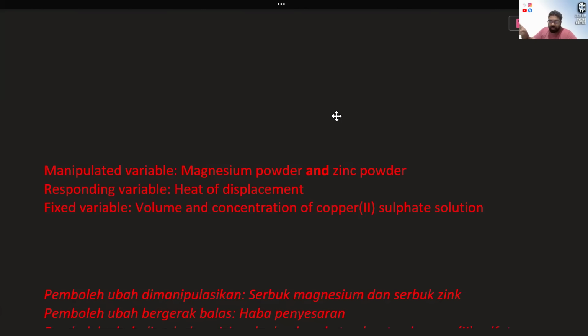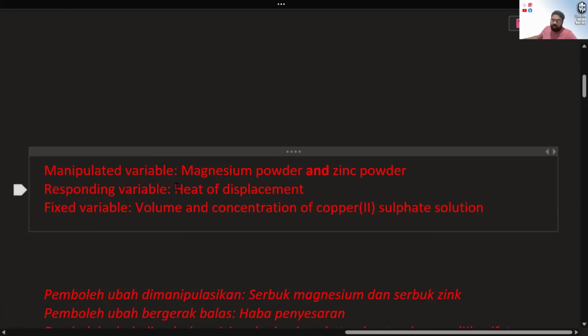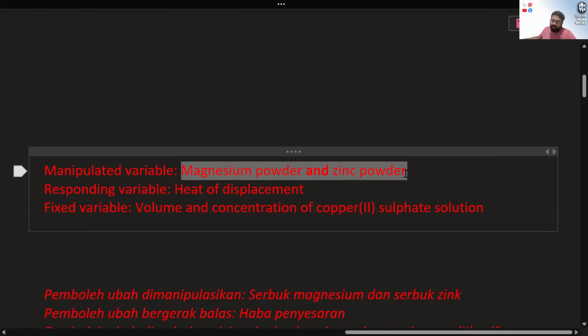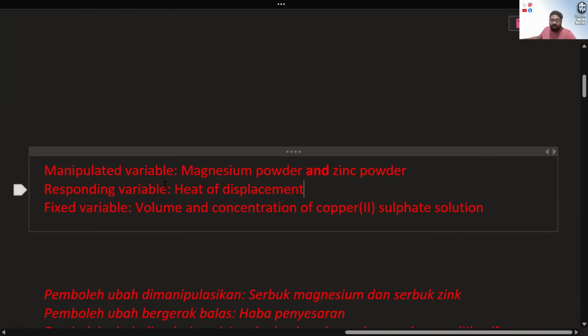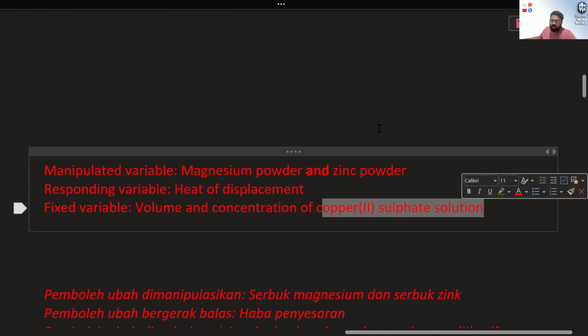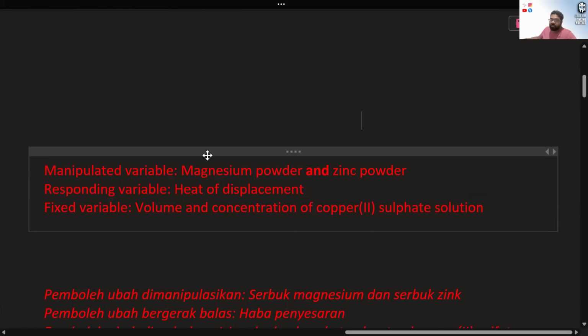If you don't want to take the risk, for example, if you don't know whether type of metal is going to be accepted or not, just give this, it should be accepted. Then the responding variable is just the heat of displacement. Fixed variable, volume and concentration of the copper sulfate solution. So these are the variables.